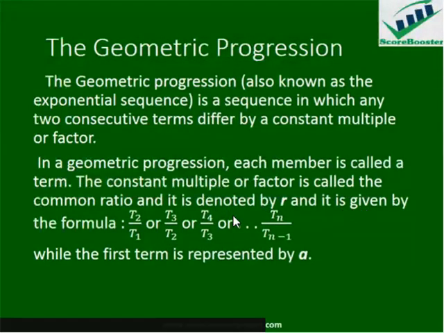by the formula: you divide the second term by the first, or you divide the third term by the second term, which is the same thing as dividing the nth term by the (n minus 1)th term, while the first term is represented by A.